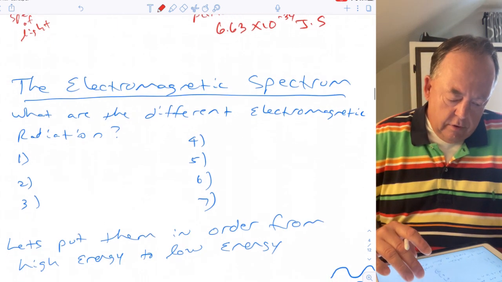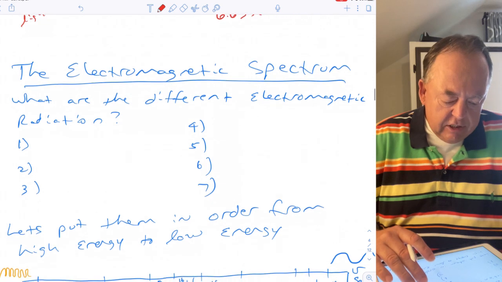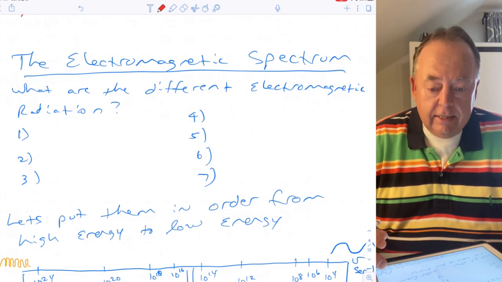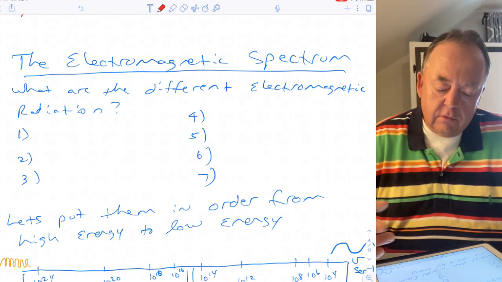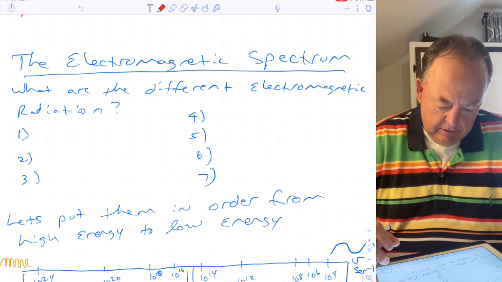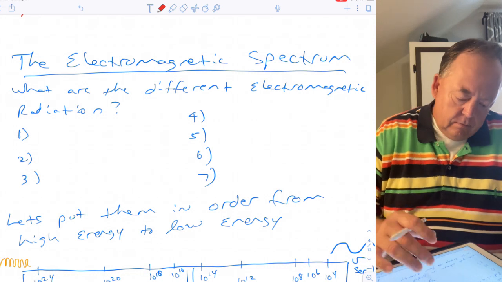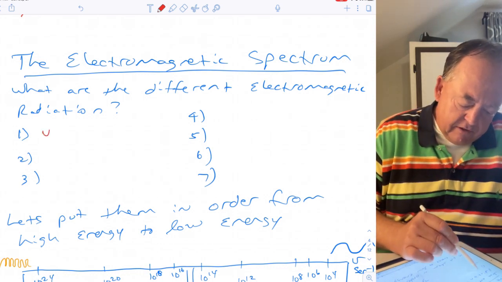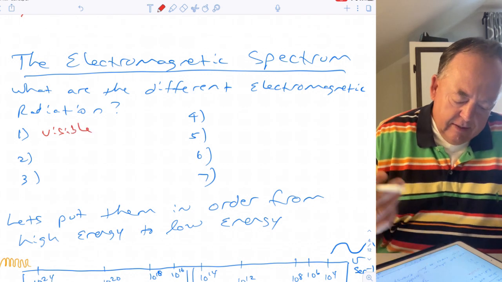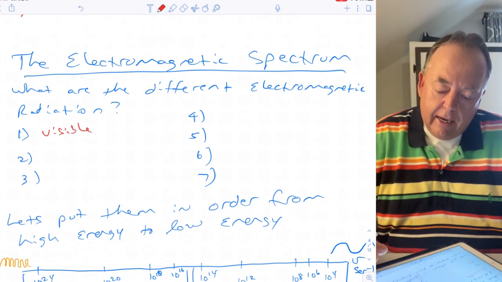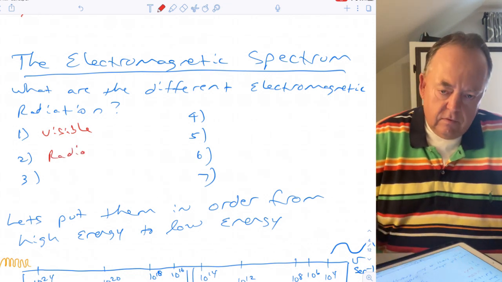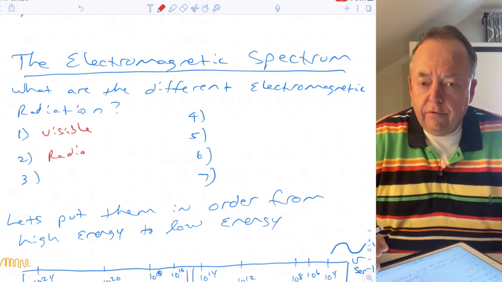Okay, so the electromagnetic spectrum. What are the different regions in the electromagnetic spectrum? What are the different forms of electromagnetic radiation? I'll give you one just to let you know what I'm talking about. One will be like visible light. And the other forms of electromagnetic radiation, you could have radio waves. So see if you can list the other 5.